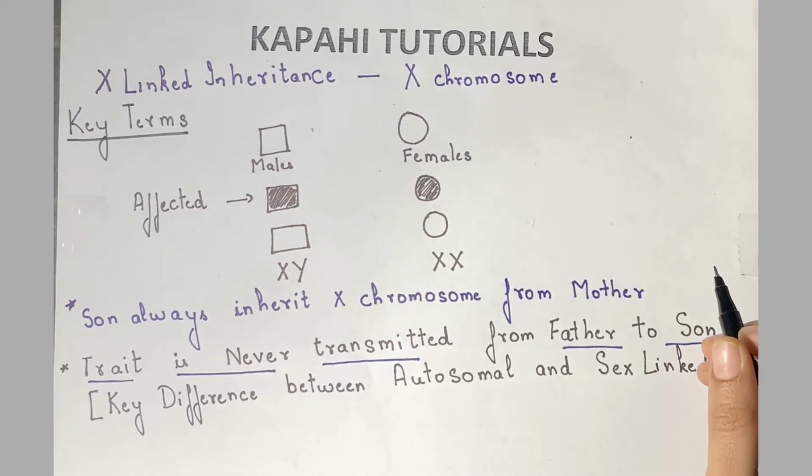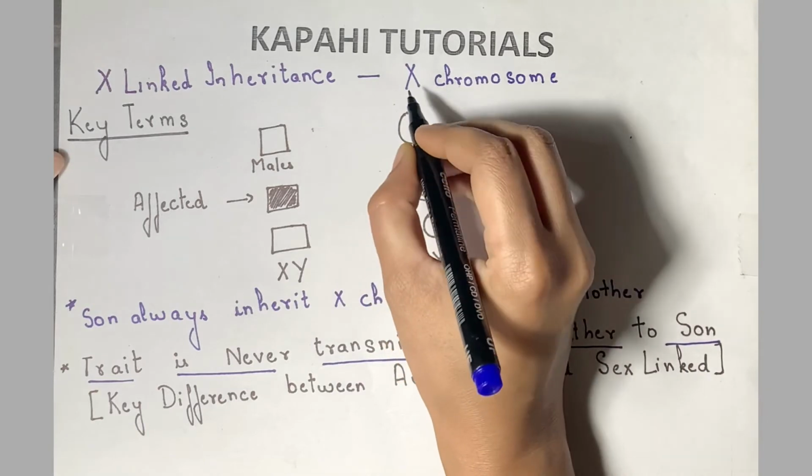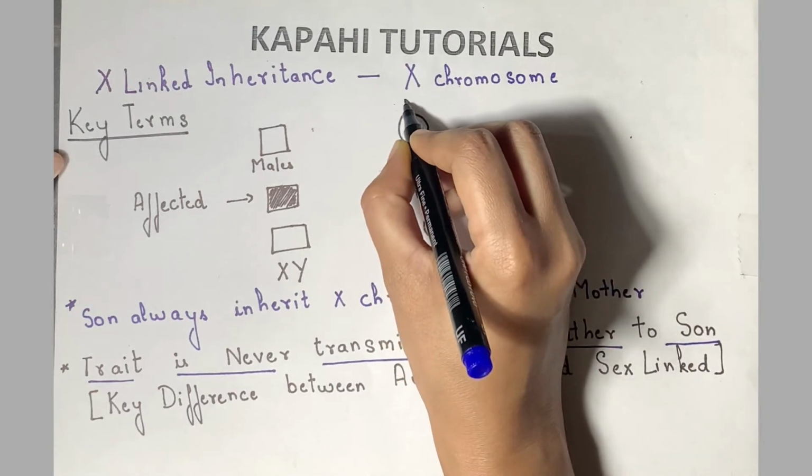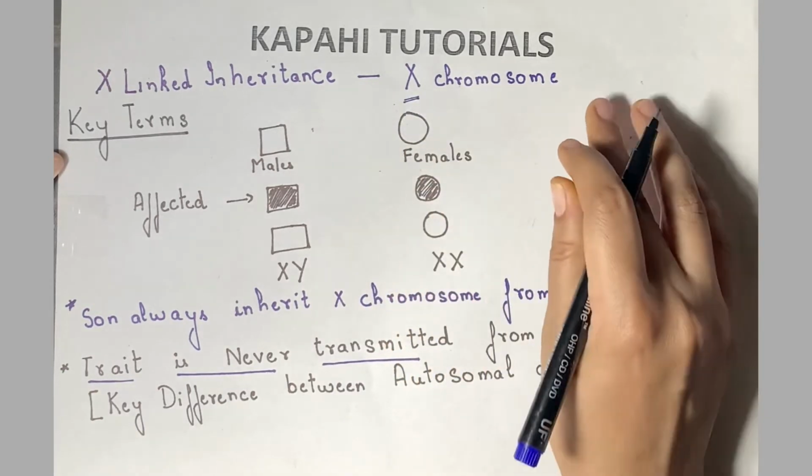Kapahi tutorials. In this video, I will explain X-linked mode of inheritance. In X-linked mode of inheritance, the disease-causing gene or the gene of interest is located on the X chromosome.